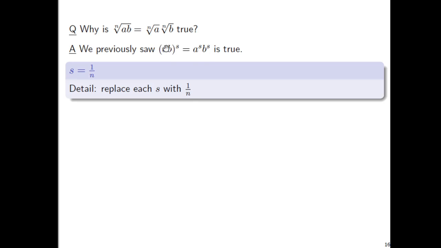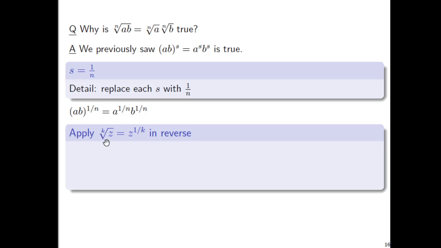So we're going to write this equation here, ab to the s equals a to the s, b to the s, except we're making that little replacement. Every s that was up here became a 1 over nth power. So those are all exponents. And now we're going to apply kth root of z equals z to the 1 over k, but I guess in reverse. What we have are things that look like this, z to the 1 over k, and we're going to turn them into kth root of z.